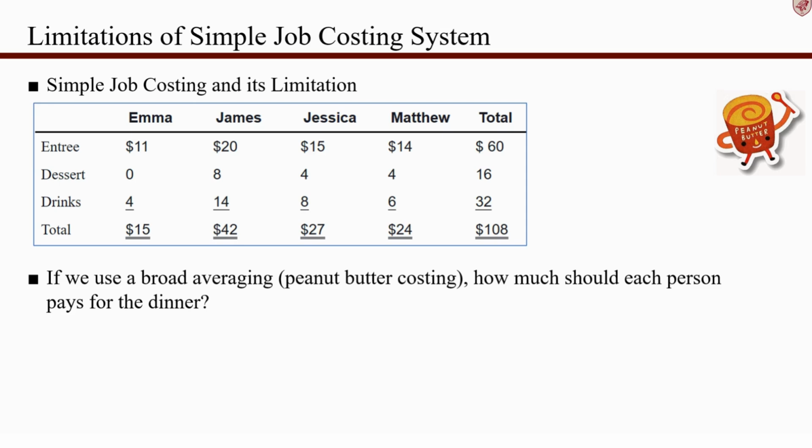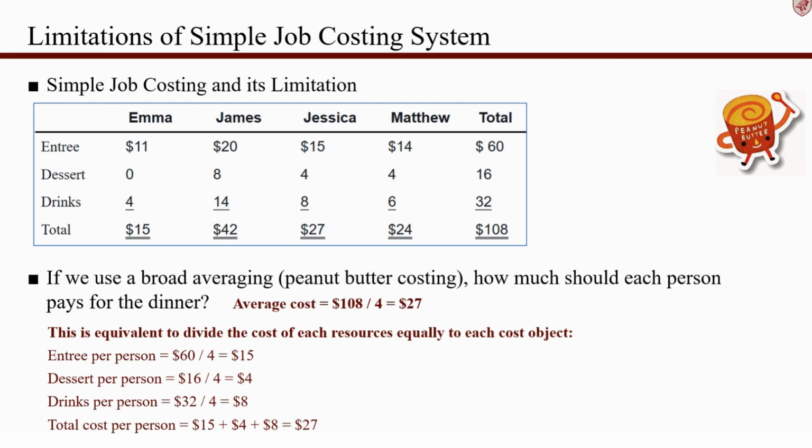So when you're using the peanut butter costing in this scenario, how much does each person pay for the dinner? Well, basically, you would divide that by 4. So the average cost each has to pay is $27. So in terms of Jessica, $27 is equal and it's a fair amount that she can pay because that's how much she has consumed, right?